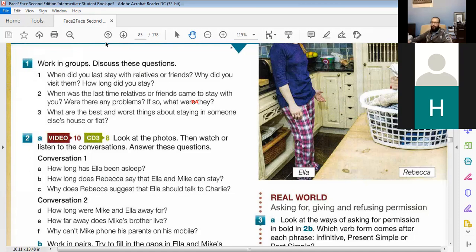And what about Mike's brother? How far away does he live? They mentioned the distance. 35 or something like that. What do you think, Sana? No, I couldn't catch this conversation. Okay, so he said it's 20 miles. He lives 20 miles away. And the last question: why can't Mike phone his parents on his phone?